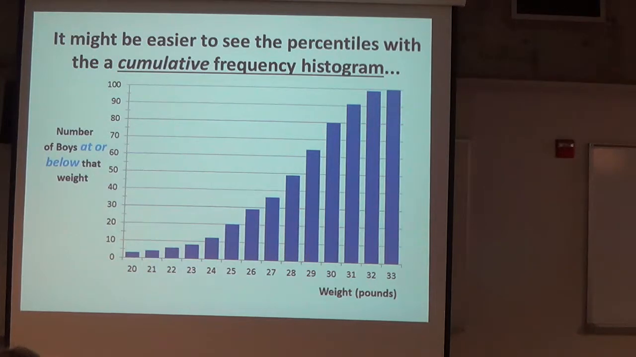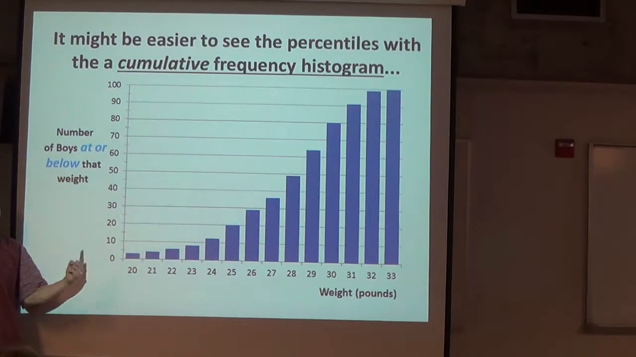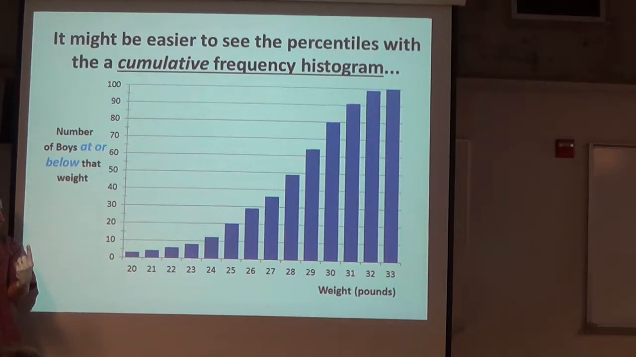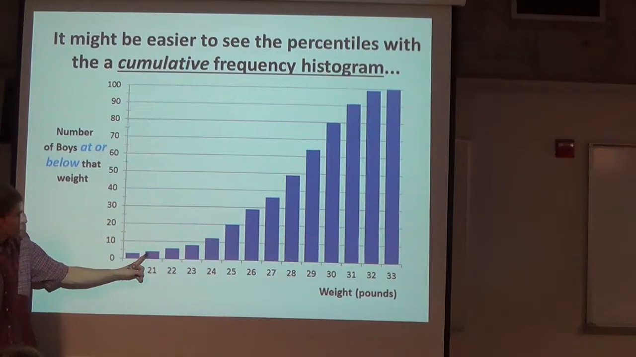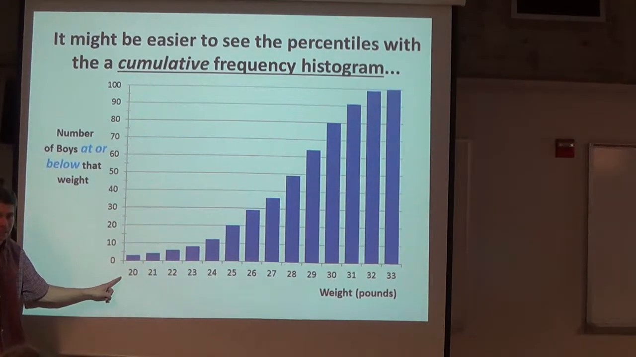Look at how the vertical axis is described. It's not good, Michelle. It's not the number of boys at that weight. It's the number of boys at or below that weight. So remember, there were 3 boys that weighed 20 pounds, and there's still 3 boys that weigh 20 pounds. Then I think there was 1 boy that weighed 21. So now this bar goes to 4, because there are 4 boys that are either 21 pounds or less.